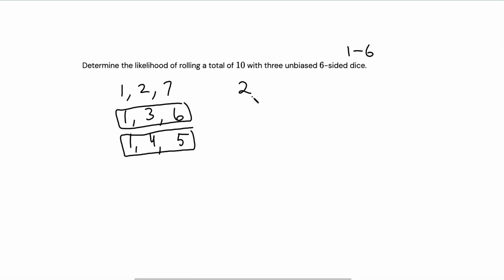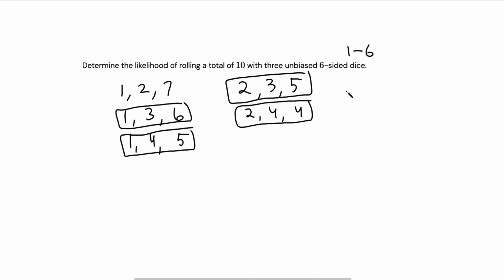And what about the first number being 2? Well, the next smallest is 3, and then we have 5. 2, 3, 5, that's valid. 2, 4, 4, that's also valid. And 2, 5, well, then it has to be 3, so that's the same as the first case. So we have 2 more cases here.